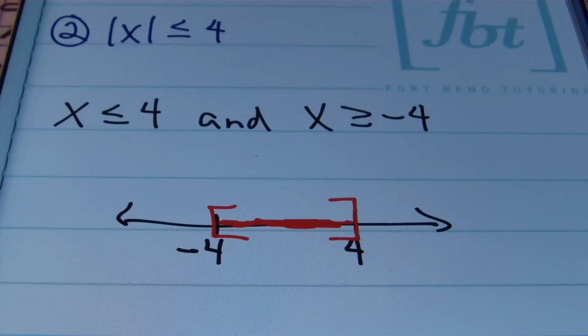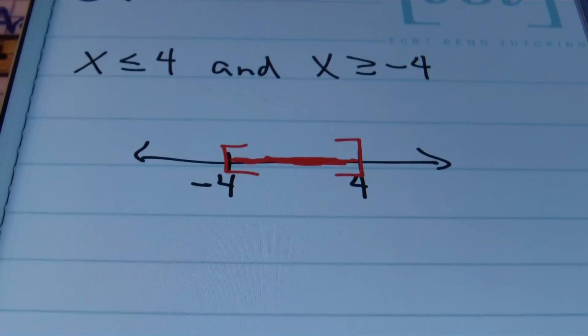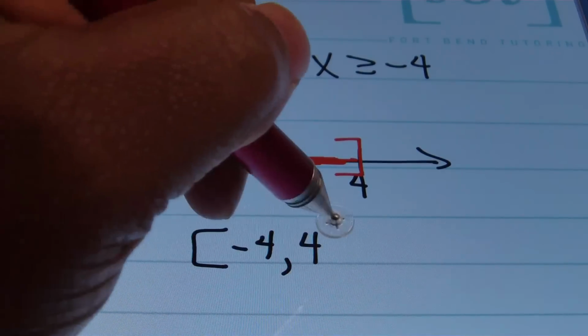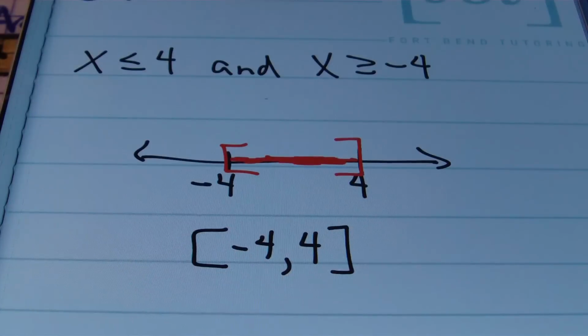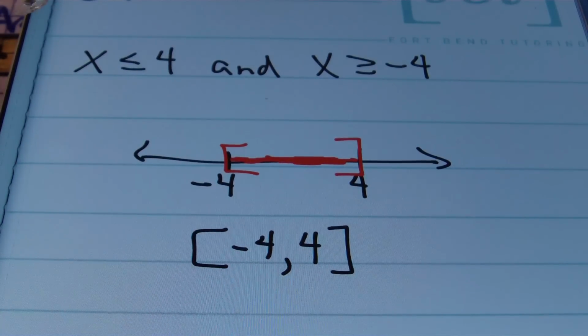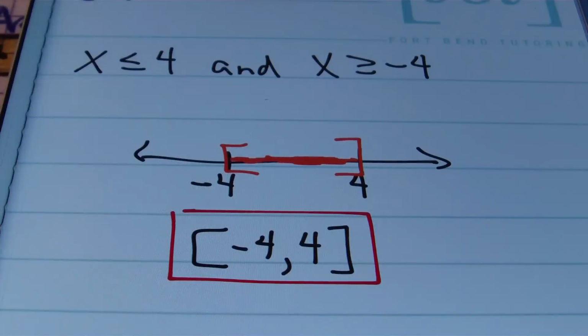If I were to write this in interval notation, then it'll look just like this. I'll have bracket -4 to +4, and I'll close with a bracket. So this is once again why I choose to use brackets on my number line when I'm graphing my inequalities. It's a direct translation into interval notation. All right, let's go ahead and put a red box around this. Red boxing it. There we go, ladies and gentlemen. There's the answer. I'm showing off with my red box right here, and we're moving on to problem number 3.